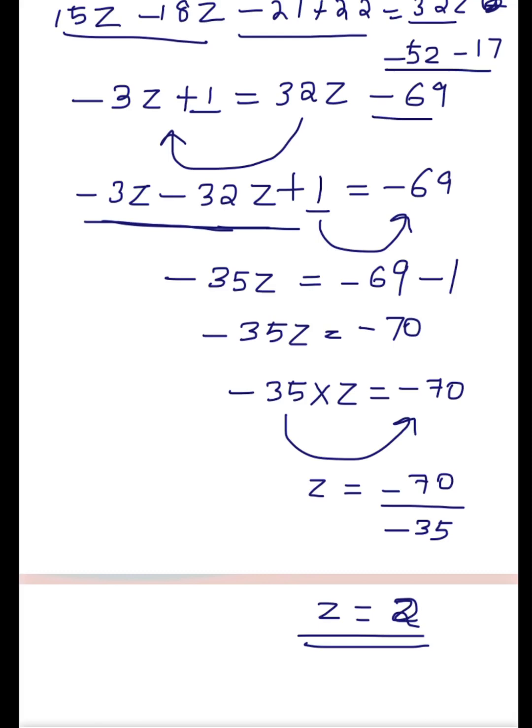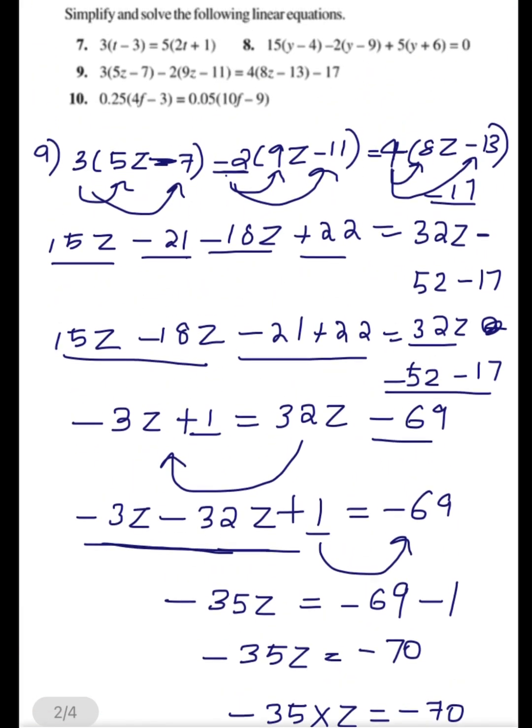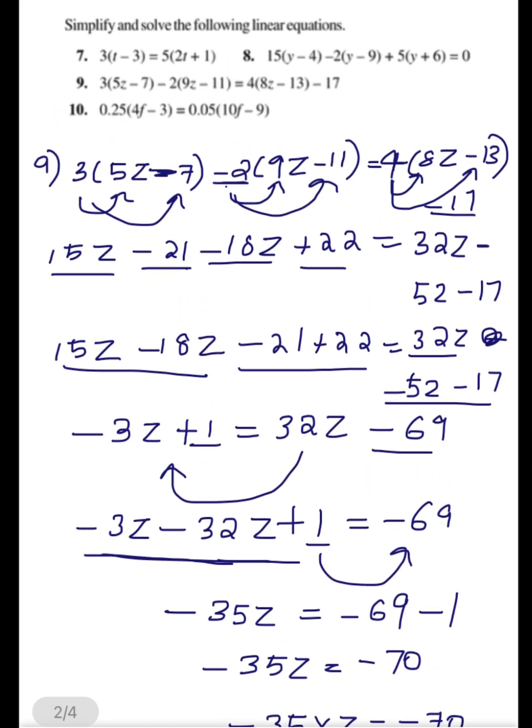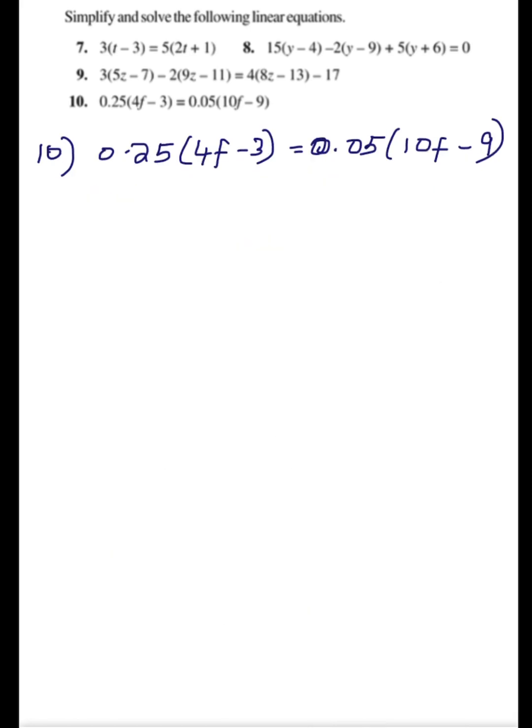Understand how we are doing these steps? So this is all about the ninth question. Now let's see the last one, which is the 10th question. This is our 10th question: 0.25 into 4f minus 3 equals 0.05 into 10f minus 9. So here let's open the brackets first.